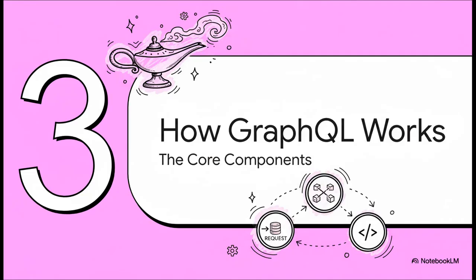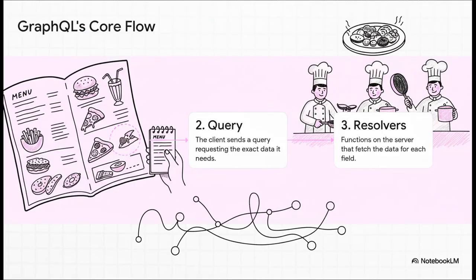All right, I know what you're thinking. A single endpoint that can do everything? That sounds a little bit like magic, but I promise you it's not. Let's pull back the curtain and break down the 3 core pieces that make this whole thing work so beautifully. It really just boils down to a simple 3-step dance. First, on the server, you define a schema. This is like the master menu of every single piece of data anyone could ever possibly ask for.